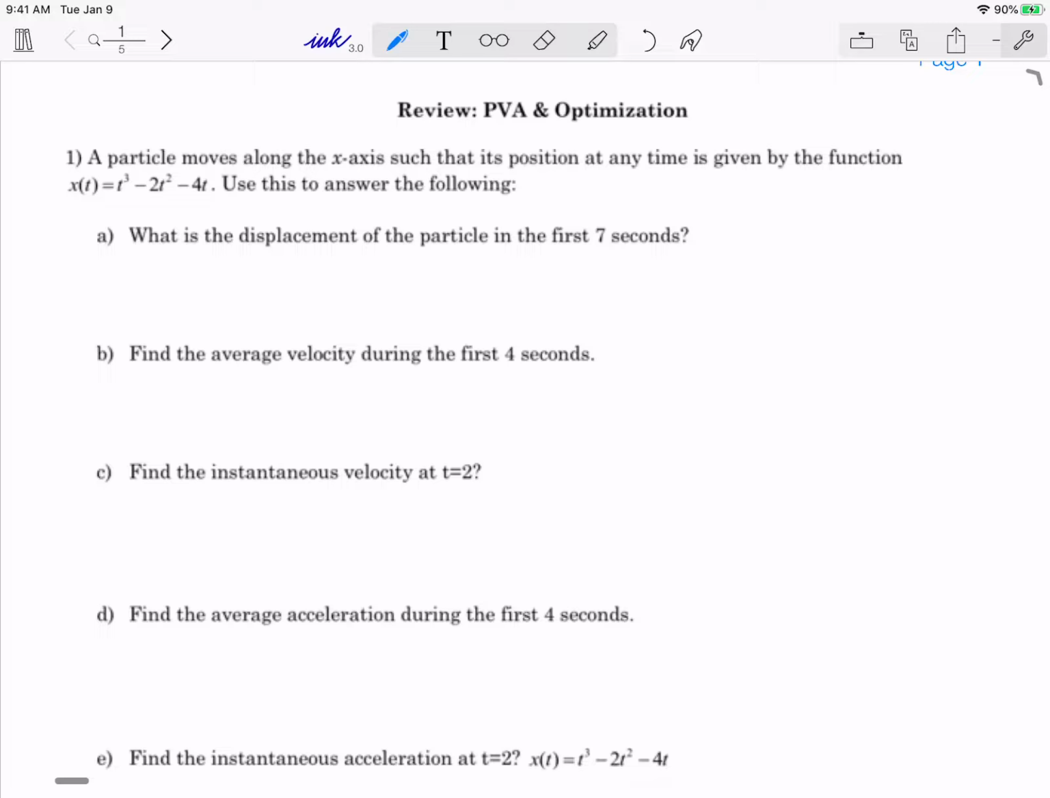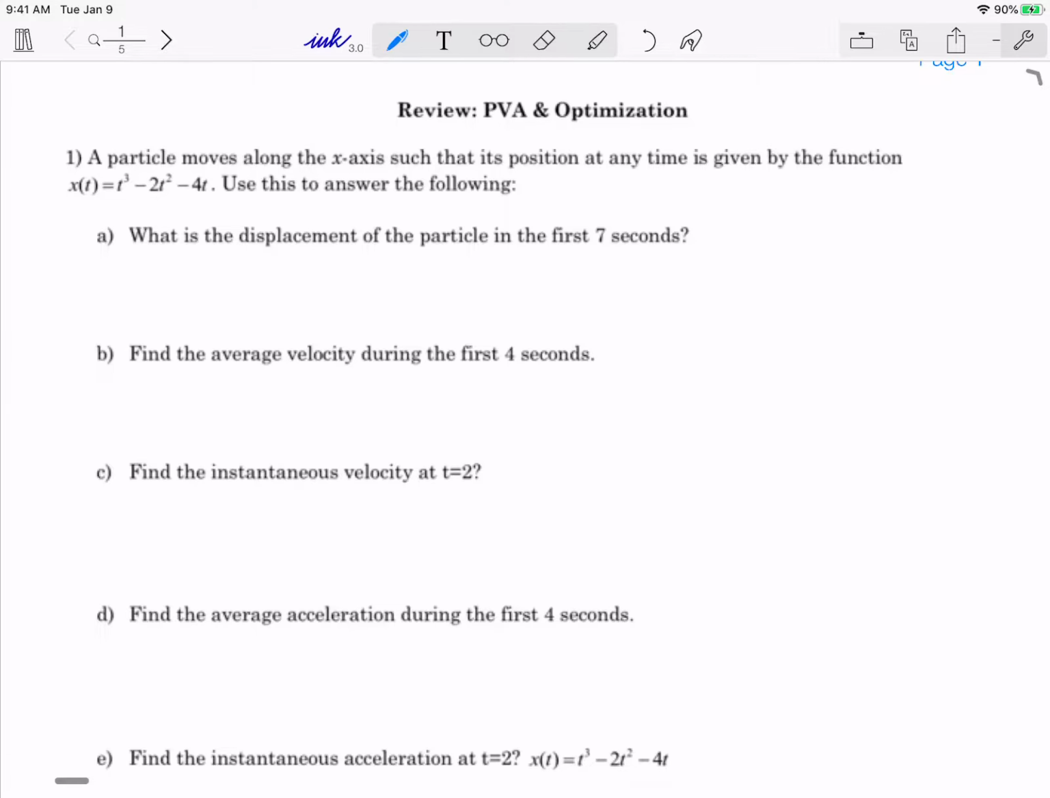Today we're going to look at a few problems involving position, velocity, and acceleration, and then we're going to look at a few optimization problems. So first, PVA. We've got a particle moving. Its position is given by the function x of t, so it's moving along the x-axis, and we're going to use this to answer a few questions.